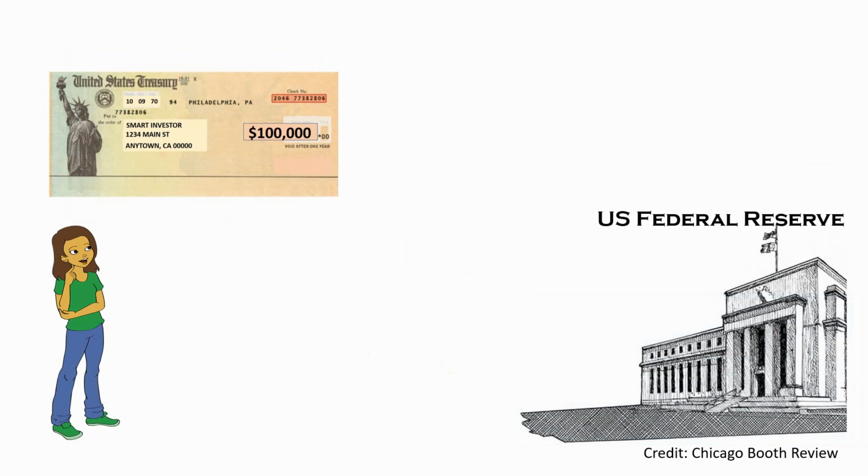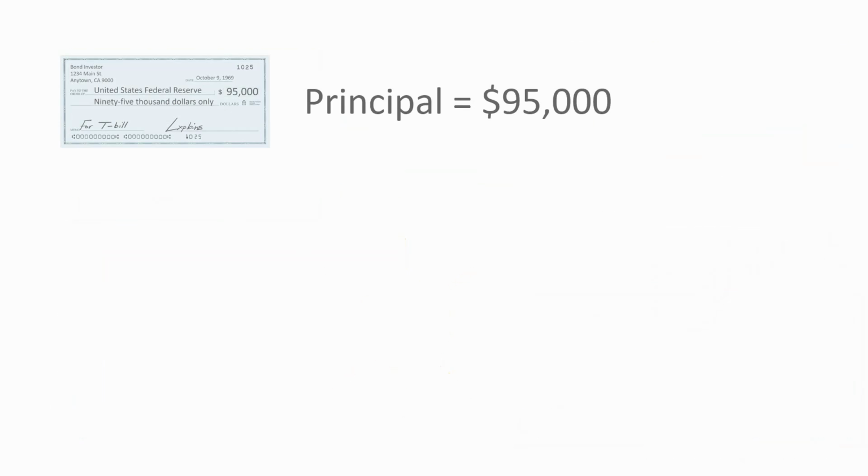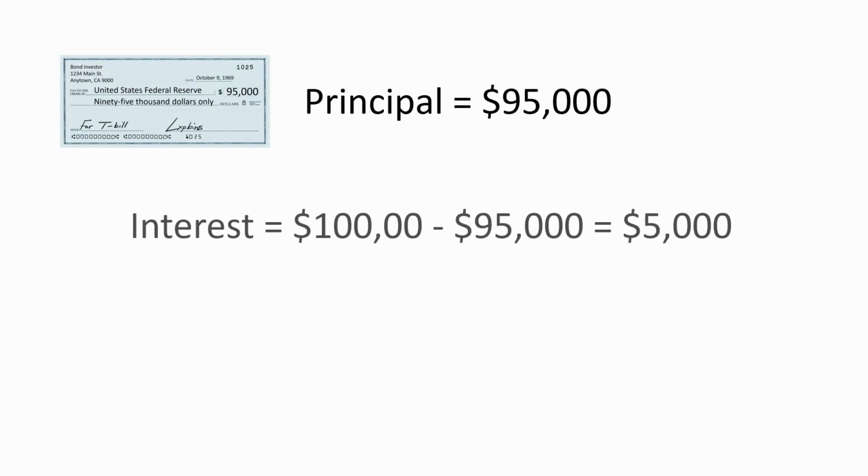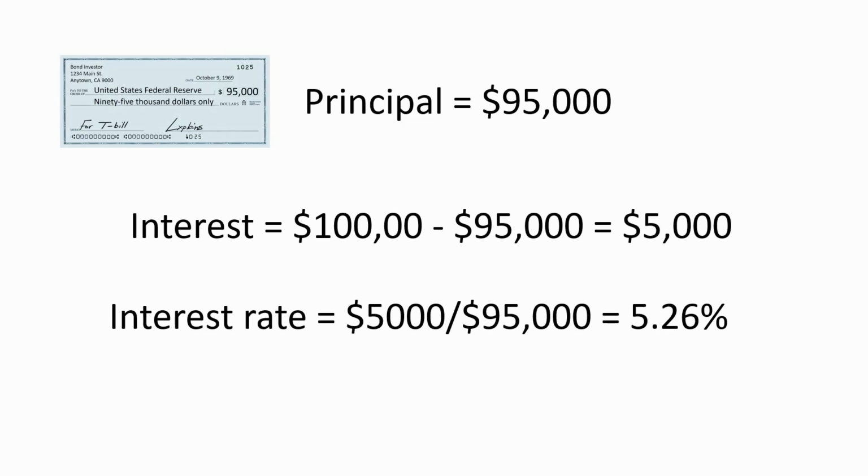Because the term is exactly 1 year, calculating the interest rate should be pretty straightforward. The buyer lent $95,000 to the government for 1 year and received $5,000 on that $95,000. So the effective interest rate is $5,000 divided by $95,000, or about 5.26%. Note in this example the math is simple because the term is exactly 1 year, but your annual interest calculation would be slightly more complicated if the term is different from a year, such as, say, 6 months or 2 years.